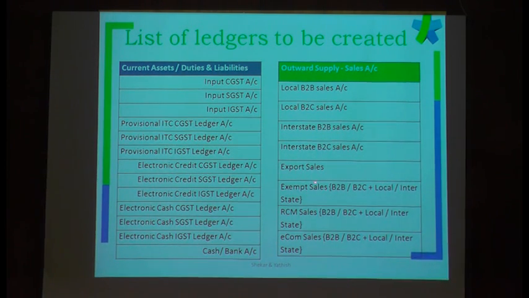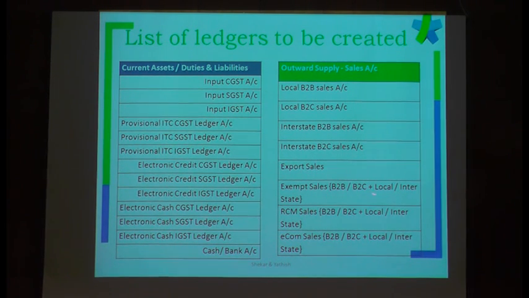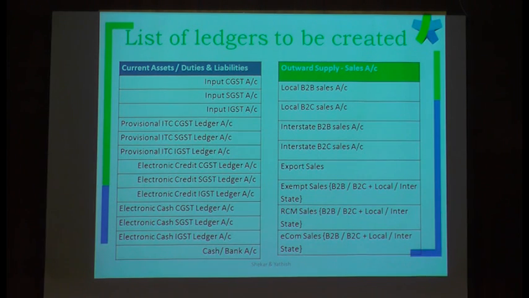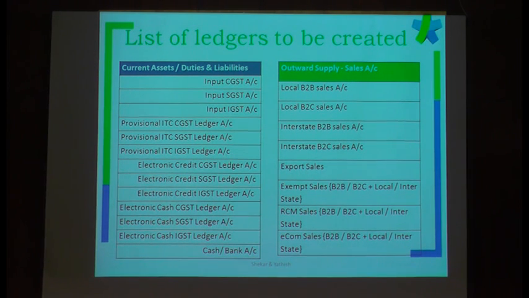Then you have the exempted sales, which have to be given as B2B or B2C, local and interstate. So this breakup is also required. Then you have the RCM, that is reverse charge mechanism sales, again B2B, B2C, local and interstate. So this is how we first have a framework of our entries and then start passing these entries, so that it will help us in identifying the transactions.